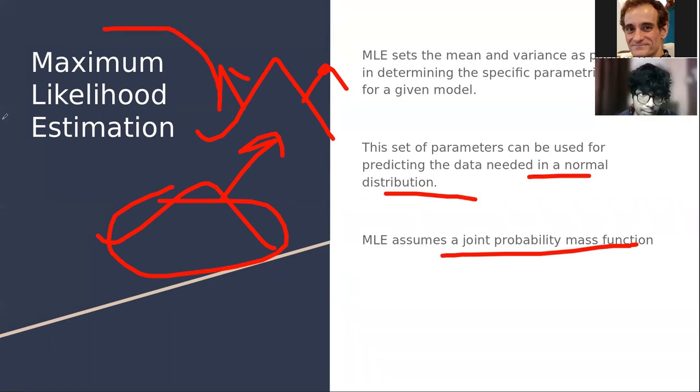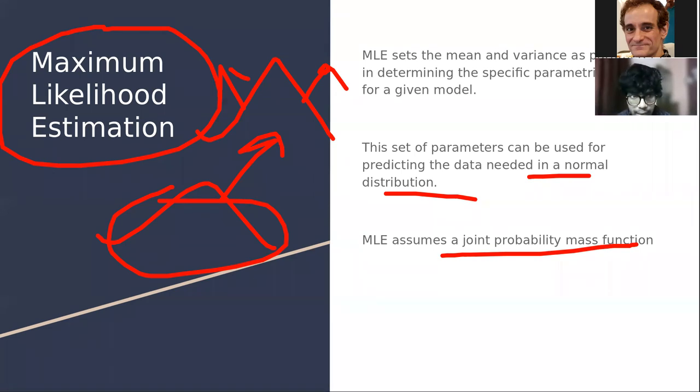Based on maximum likelihood estimation, the cost function of linear regression was very simple: the real value minus the predicted value, whole square. That was the cost function of linear regression. But what about logistic regression? We don't use that.